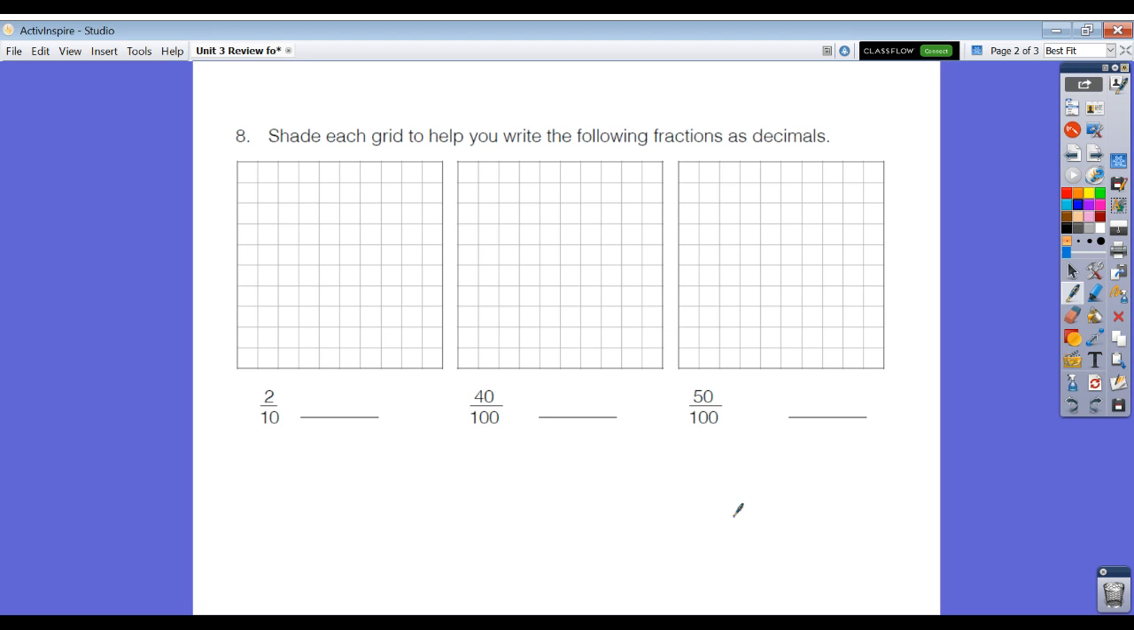Welcome back, mathematicians. We're going to talk a bit about fractions and decimals in today's review. This question says, shade each grid to help you write the following fractions as decimals. So as we said, both fractions and decimals. And remember, the problems on these reviews are very similar to the ones you'll see on your tests.